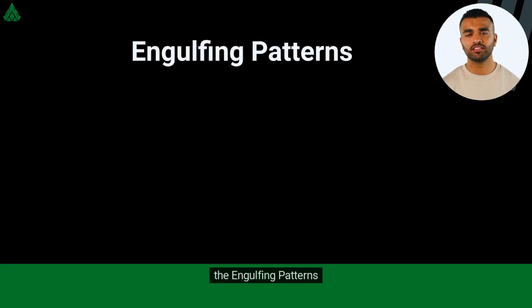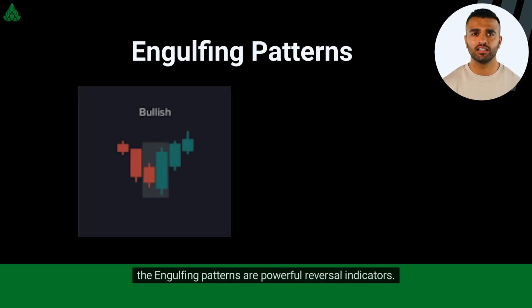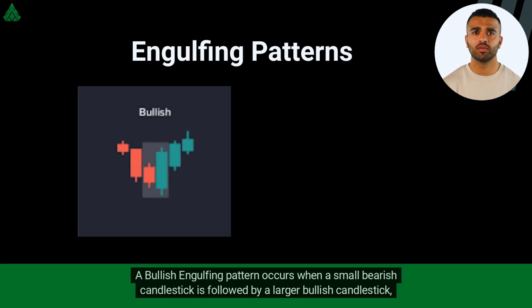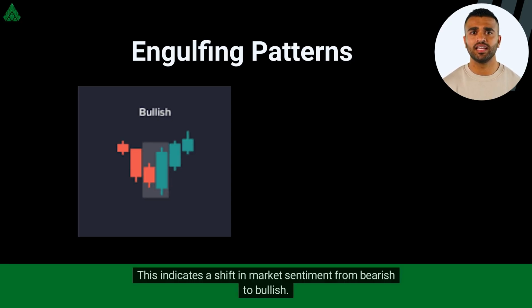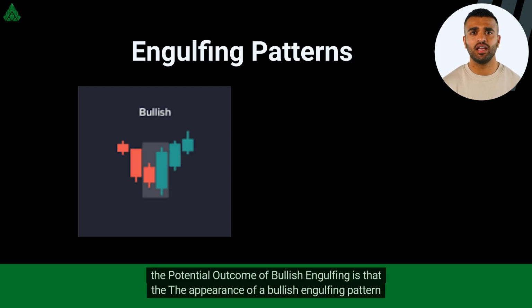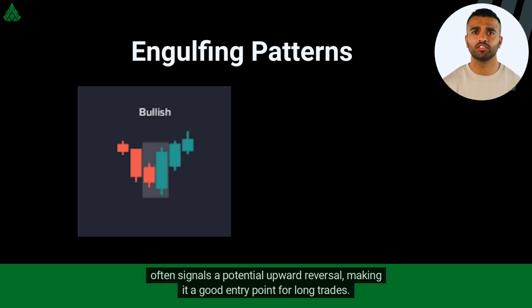The engulfing patterns. The engulfing patterns are powerful reversal indicators. A bullish engulfing pattern occurs when a small bearish candlestick is followed by a larger bullish candlestick, engulfing the previous candle. This indicates a shift in market sentiment from bearish to bullish. The potential outcome of bullish engulfing is that the appearance of a bullish engulfing pattern often signals a potential upward reversal, making it a good entry point for long trades.